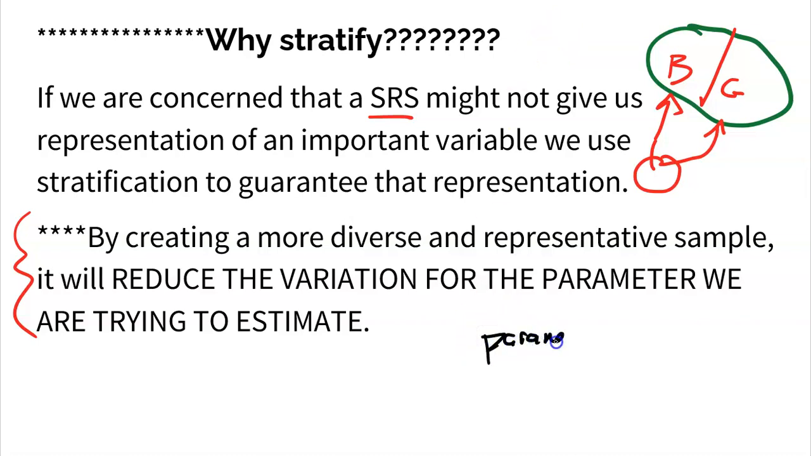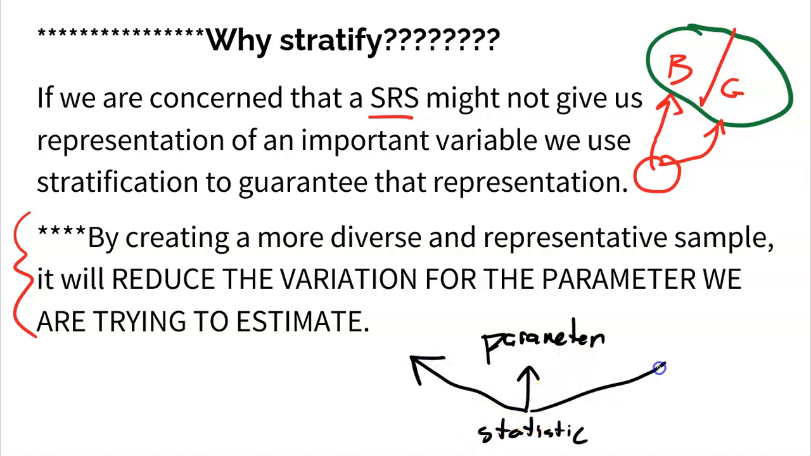We talked about this in the very beginning of this video. We have a parameter and we're trying to use a statistic from a sample to estimate it. Well, if you are afraid, oh no, if I get all boys, my statistic might be way lower than the parameter or way higher than the parameter. It's not going to give me that accuracy. Well, okay, I need a mix of boys and girls. Why? Because the population has boys and girls. So my sample should have boys and girls. So I'm going to stratify to guarantee a sample that's mixed up with boys and girls.